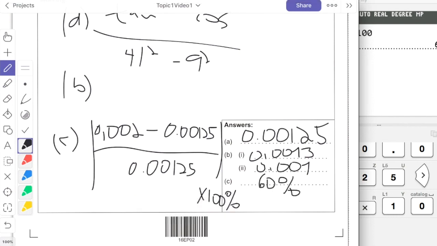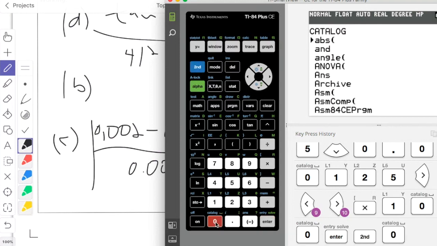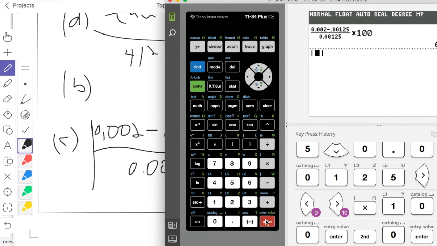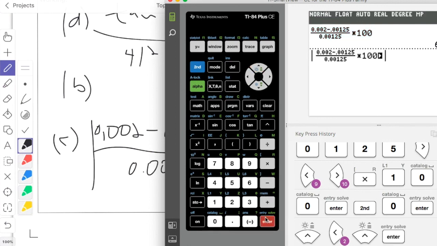Okay, let's go back and try that calculation again using the absolute value. Catalog, absolute, and then I can go up and grab this calculation that I have here and just get it in there. Well, the 100 was supposed to be on the outside, but it doesn't really matter. It's still going to be 60%.